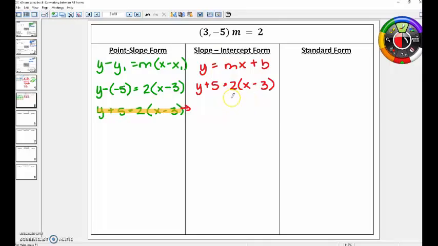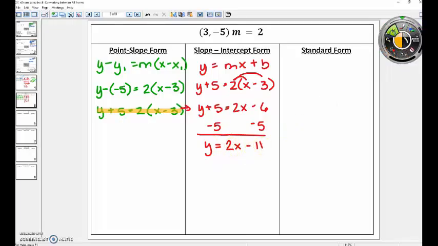To write my new equation, what you're going to do is distribute first. So y plus 5 equals 2x minus 6. I need to get my y by itself, so in order to do that, I'm going to subtract 5 from both sides. I have y equals 2x minus 11. And there's my answer.